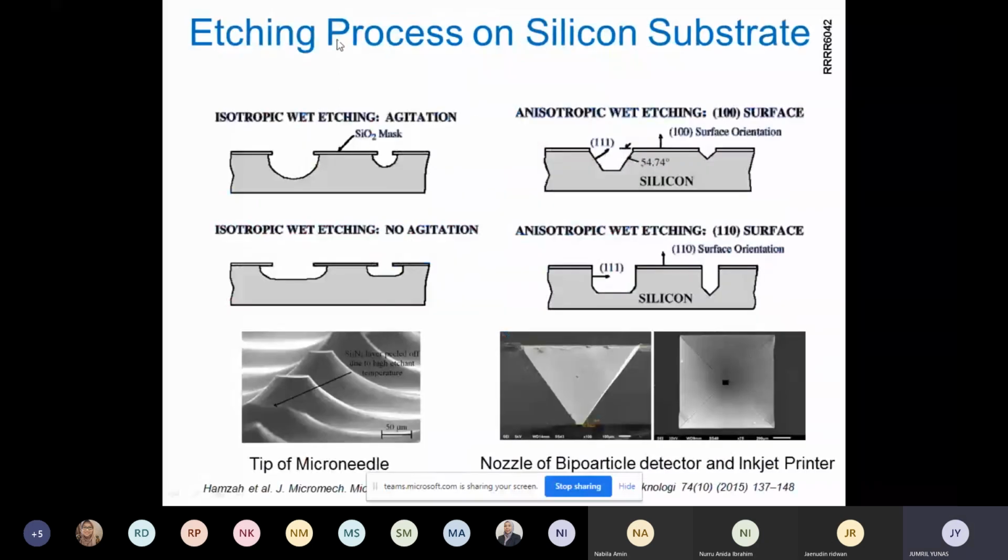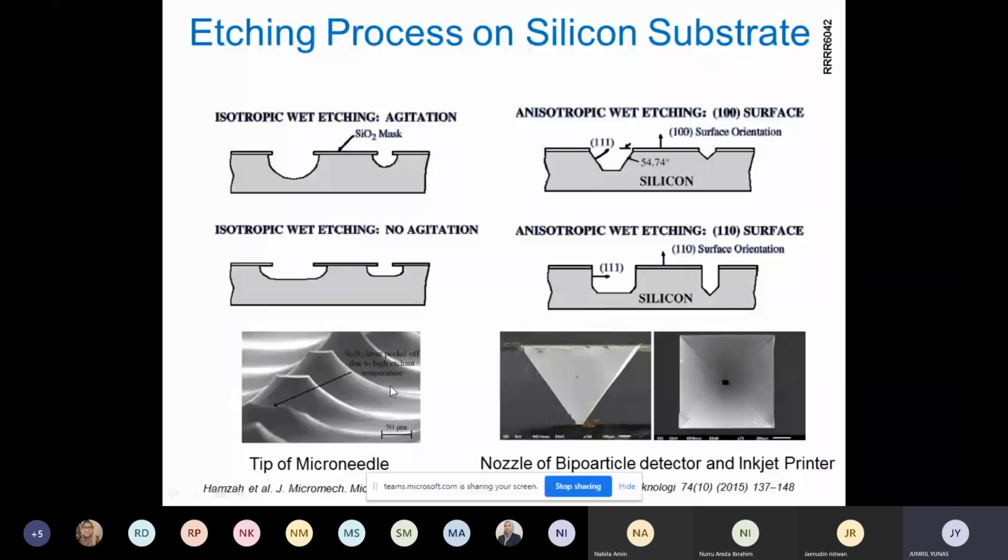Okay, this is the schematic of the isotropic and anisotropic wet etching. So we can see here, this is the effect of the non-orientation etching. It etches every orientation. So it will create the round shape of the silicon trenches. If we use some agitation, the trenches will expand. The depth of the trenches will reduce.